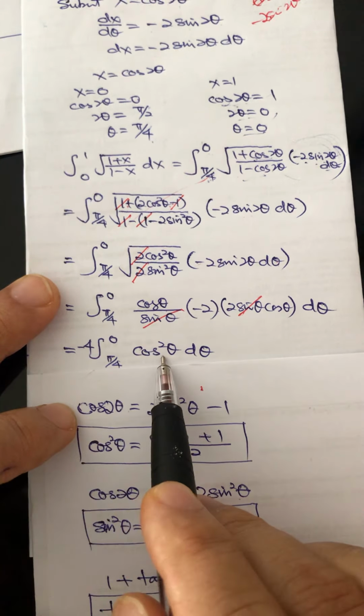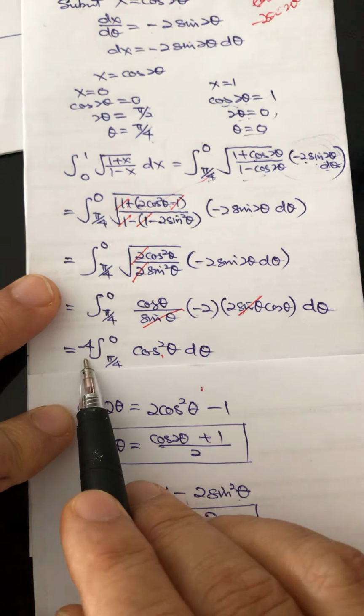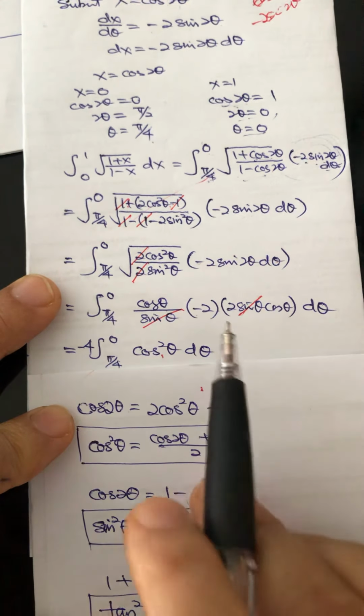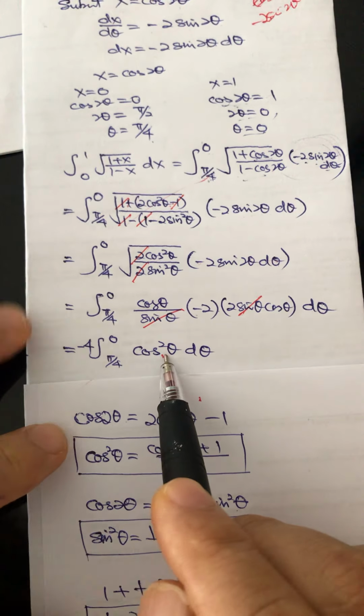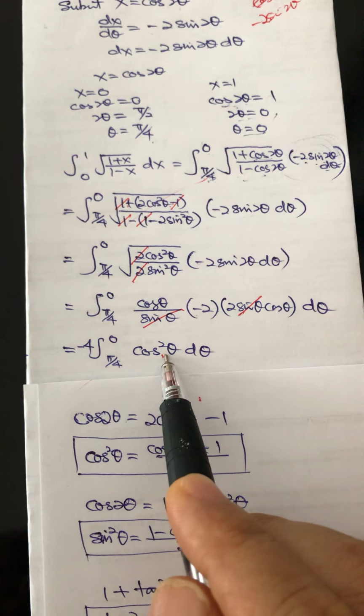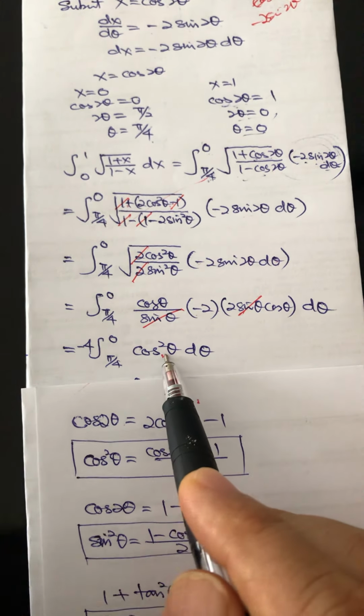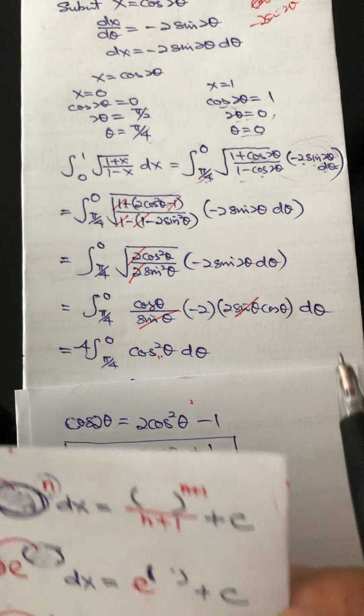Finally, you get this. Negative 4, I bring it up. Okay, then I get cos square theta. So how to integrate cos square theta? We are going to learn this of course later, but now I just explain to you. You should be able to understand also.